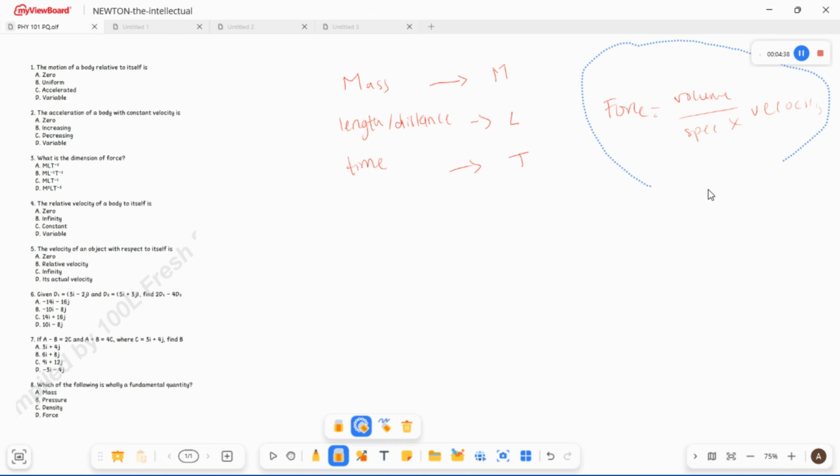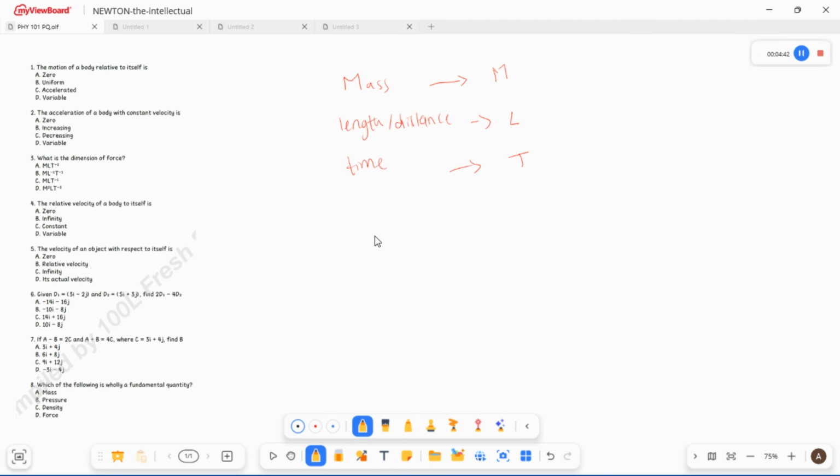We also have other dimensions. We have the dimension for temperature to be theta. Then we have current, for ampere, to be A or I, depending on the textbook that you're using. Some textbooks use A, some textbooks use I. So it's either A or I. So we have that.